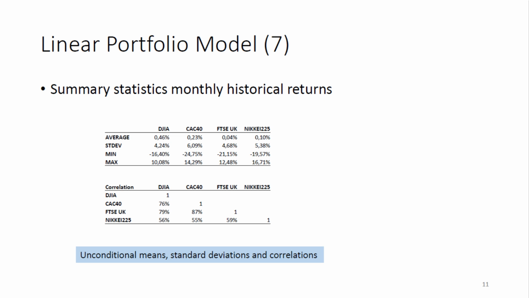These are what we call unconditional means, unconditional standard deviations, and unconditional correlations, because what we simply did is we took the whole historical period and we used all the returns in this historical period to determine the mean, standard deviations, and correlations.